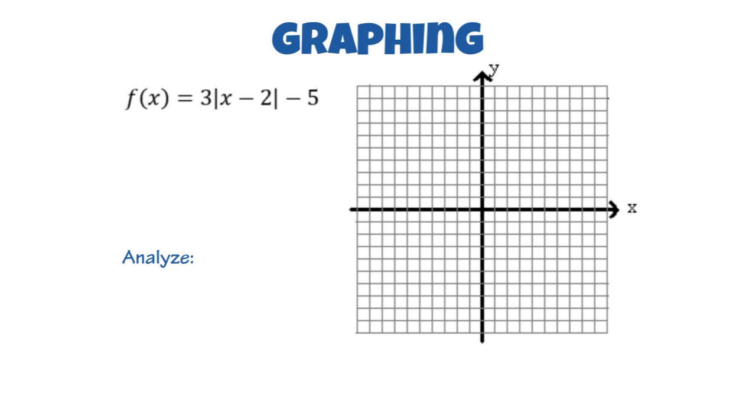It has a vertex at the origin, and the table for the parent graph of an absolute value would just go like 1, 1, 2, 2, 3, 3, 4, 4, maybe 10, 10. It just has this nice, beautiful slope of 1. You need to know that because we're going to adjust that.